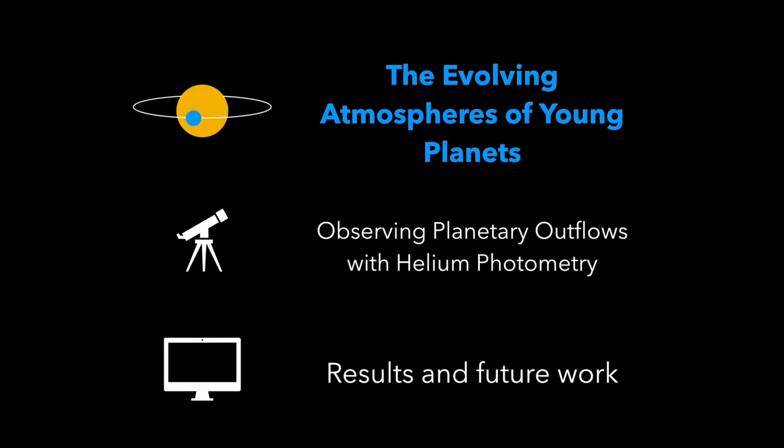First, I'm going to be talking about the evolving atmospheres of young planets and why this topic might be astrobiologically relevant. Then I'm going to talk about how we actually make observations of atmospheric evolution in young planets, and in particular, I'll be discussing a technique called helium photometry. And finally, I'll discuss our recent results applying helium photometry to the planets in the V1298 Tau system, and I'll motivate some future work that I hope will get done over the next few years.